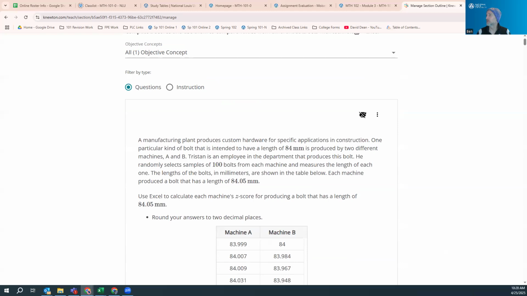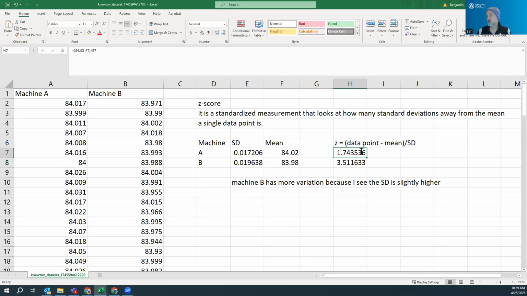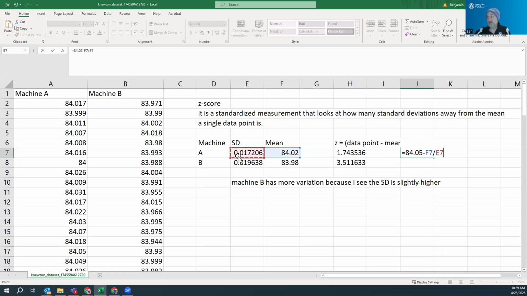Let me know if you have more Z-score problems. Again, the formula for the Z-score is just take the data point minus the mean and divide by the standard deviation. But you do need to pay attention to order of operations: the subtraction needs to happen first. Sometimes what you see is students doing 84.05 minus this divided by this. Order of operations says divide, then subtract, and this is a wildly different answer.